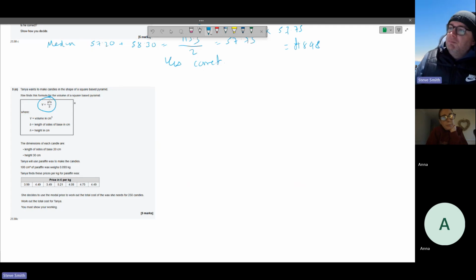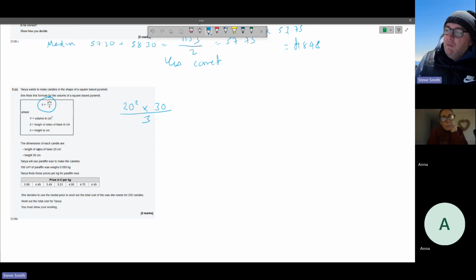Right, so the volume of a pyramid is b squared times by height divided by 3. The dimensions of each candle are length of sides 20, b squared. So we're going to go 20 squared, times by h. H is 30, divided by 3. Simple as that.